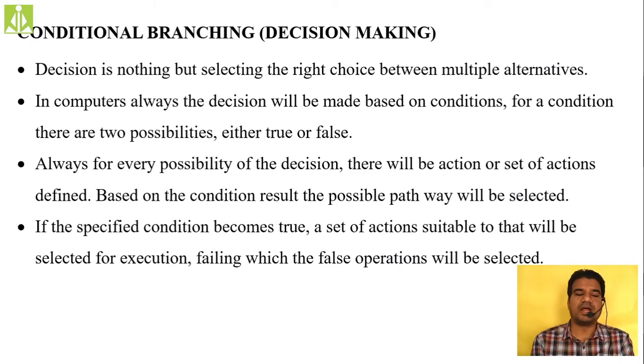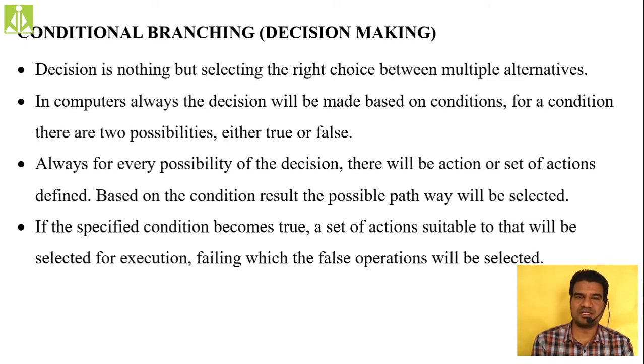Conditional branching, decision making, or conditional statements in short, we can say. Decision making is nothing but selecting the right choice between multiple alternatives. When you have multiple alternatives, selecting the right choice is our decision making. Selecting the right choice is nothing but conditional branching. In a computer, the decision is always made based on some condition.